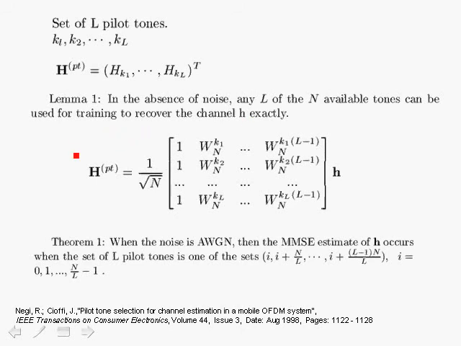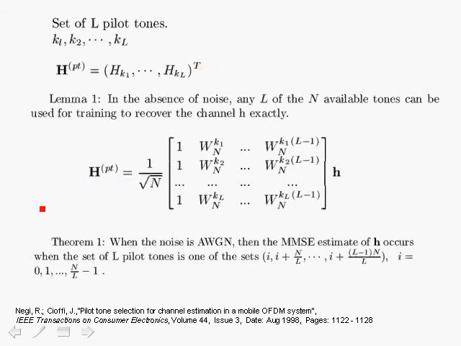Now we won't go through the derivation here, but it basically works as follows. The set of pilot tones are located at these indexes, for example K1, K2, through K sub L, and then we have the frequency response of the channel at these pilot locations, K1 through K sub L, shown over here.